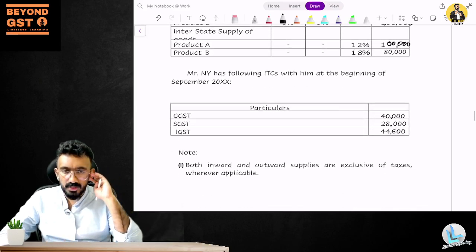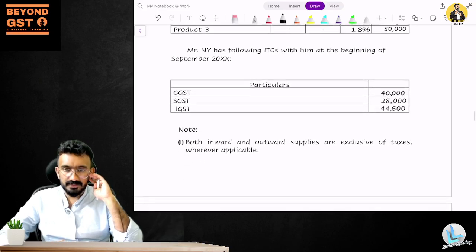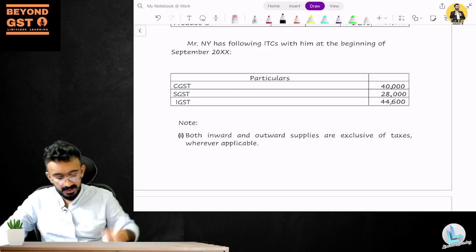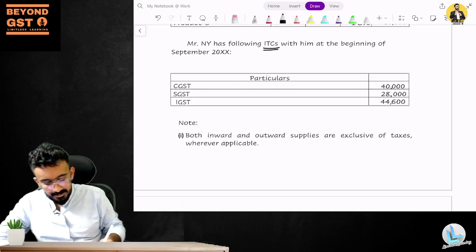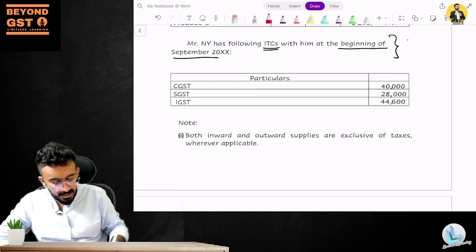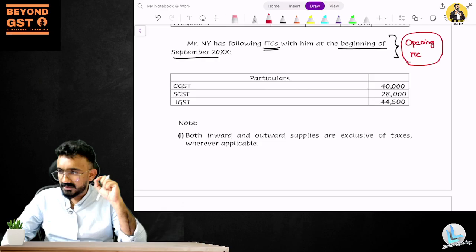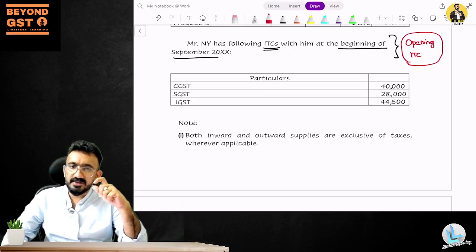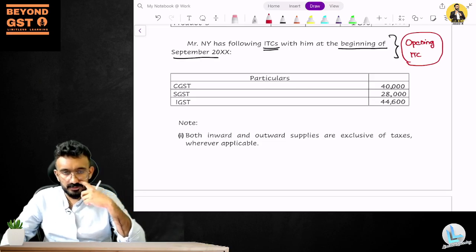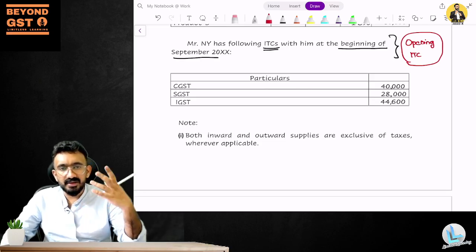They are saying they also have opening credit. Okay, they have input tax credit at the beginning of September. Beginning of September means what credit is it? It's called opening credit. What is the meaning of an opening credit? It means that last month I had excess ITC than my outward tax liability. So what will I do with this excess ITC? I will carry it forward to the next month. This is called opening credit for our computation.